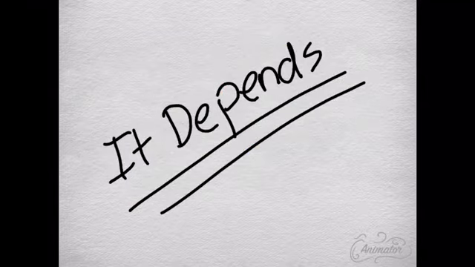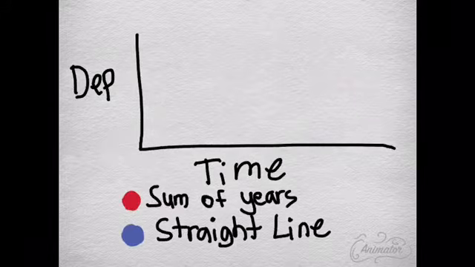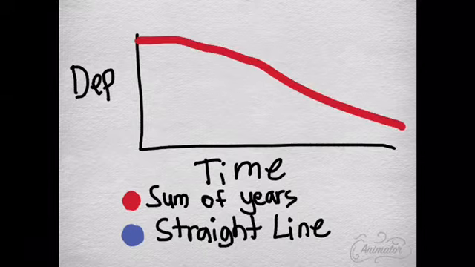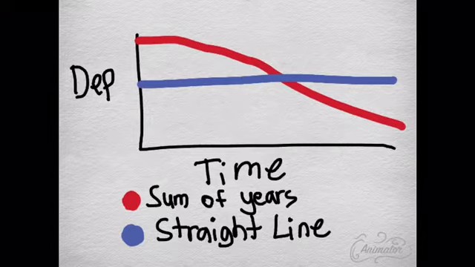Just to give you a quick example so you could understand it more deeply, let's say in this graph the red part is the sum of years method and the blue part is the straight line method. On the first part, the sum of years method tends to have higher depreciation compared to straight line, but as time passes by, it would be the complete opposite. Why? Because while the sum of years is getting down, the straight line is just constant.